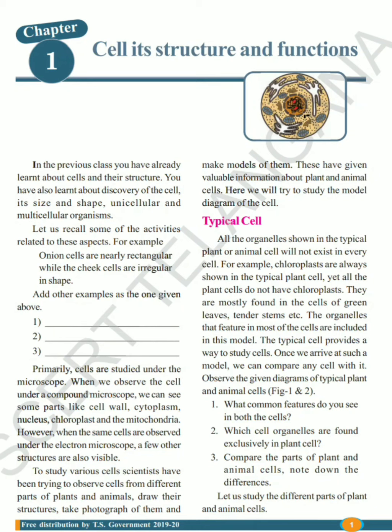See, all the organelles which are shown in a typical plant or animal cell do not exist in every cell. For example, you might have observed chloroplast in a plant cell, whereas it is absent in an animal cell. So chloroplasts are the structures which hold these green color pigments, and they are called chlorophyll. And this chloroplast we can see only in the case of plant cells, not in animal cells. So they are mostly found in the cells which are green, the cells of green leaves, tender stems, as well as the tender roots and all.